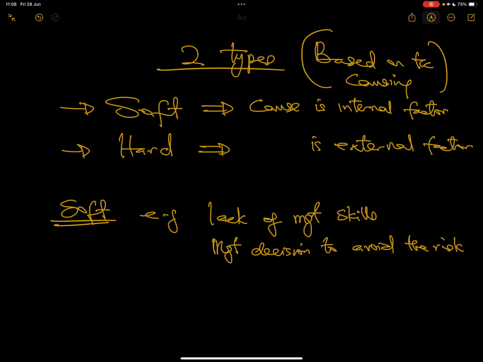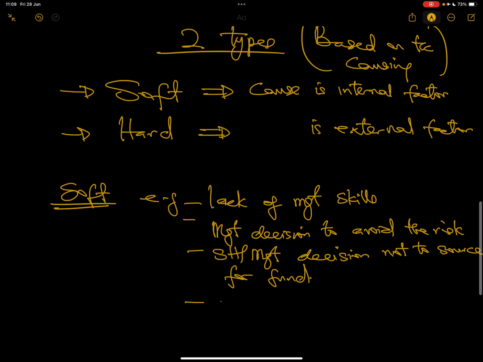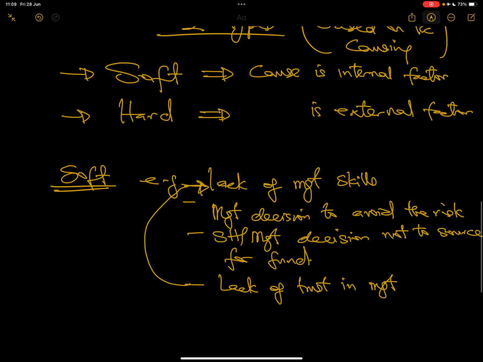Also, shareholders or management might decide not to source for external fund. So they might take a decision not to source for fund. All of these are internal factors. Even shareholders might not have trust, which is linked to the skills there. If that is the case, shareholders will not approve a fund.